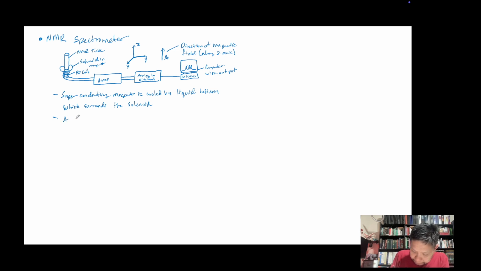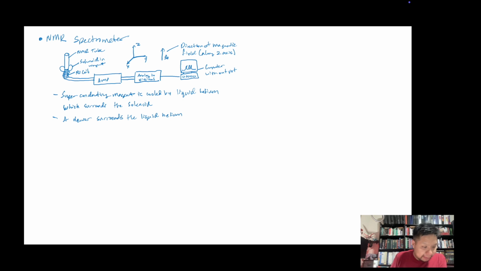A dewar surrounds the liquid helium. And if you don't know what a dewar is, it's basically a double-walled flask, or one of those tumblers, like a Stanley tumbler that's double-walled, with a vacuum inside to minimize any kind of heat transfer, keeping the helium as cold as possible, keeping heat out and keeping the cold in, right?